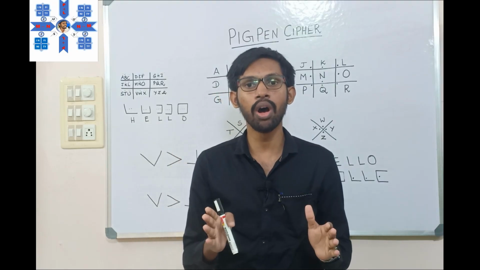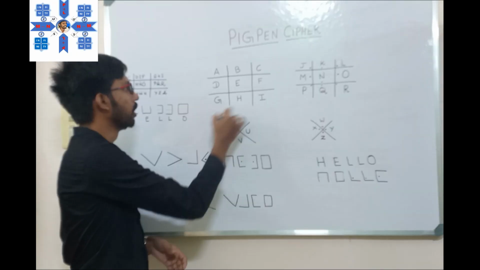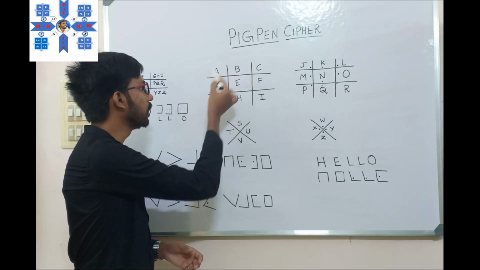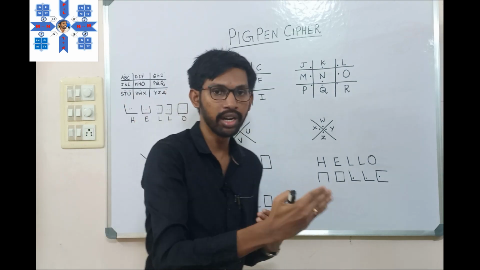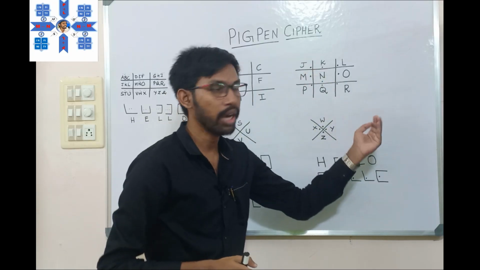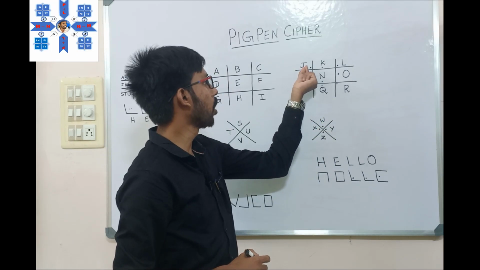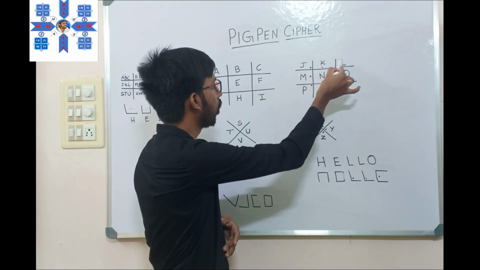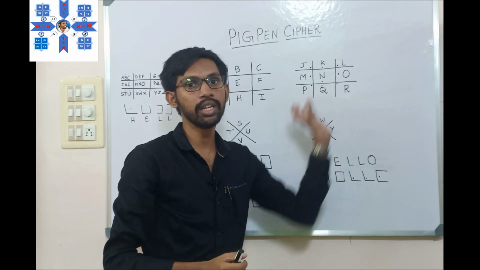First of all, we draw a grid consisting of 9 cells. In each cell, I have alphabets from A to I: A, B, C, D, E, F, G, H and I. Similarly, I have another grid with another set of 9 letters, from J to R. But this grid is a bit different from the earlier grid because each cell consists of an alphabet along with a dot. So you can find J dot, K dot, L dot. Similarly, letters from J to R have been fitted into this grid.